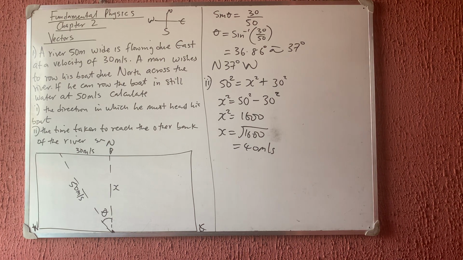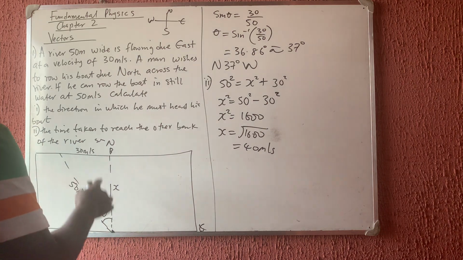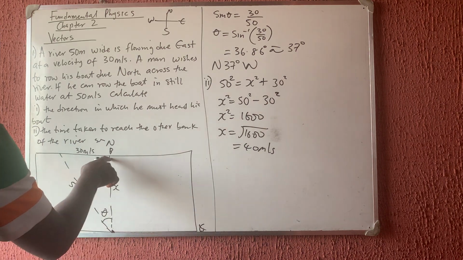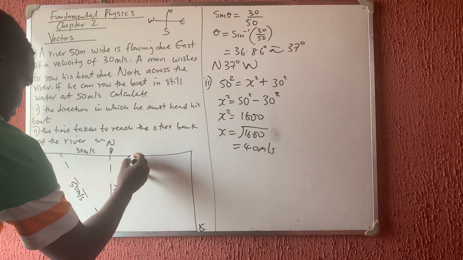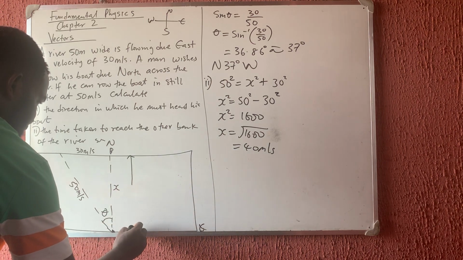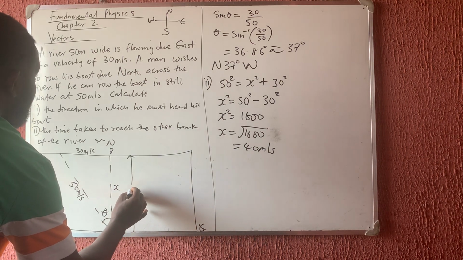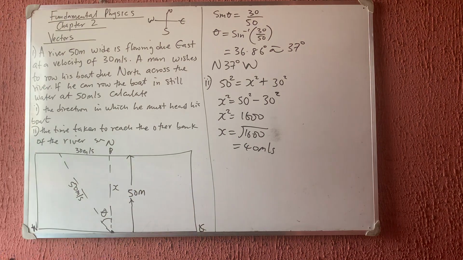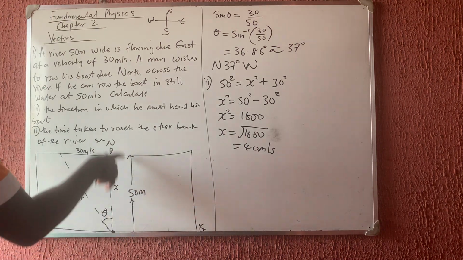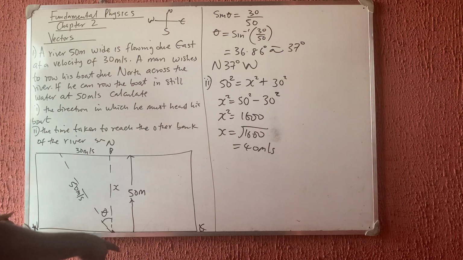Now the next thing, they say we should calculate the time it will take. For the time it will take, we should know that this river is 50 meters wide. Let me tell you the reason we calculated the speed from here to here: this river from here to here is 50 meters wide. So we need to calculate the same vertical velocity.